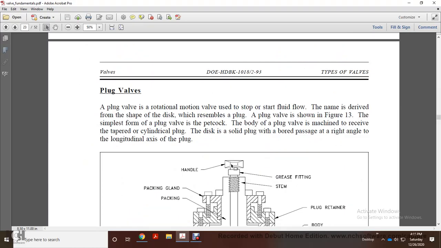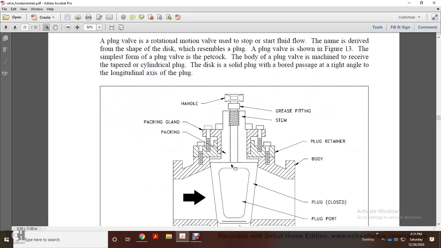Or your plug valve. The plug valve is a rotational motion valve used to start and stop fluid flow, but derived with the shape of the disc resembling a plug. The plug valve is shown in Figure 13. The simplest form of the plug valve is a petcock. The body of the plug valve is machined to receive the tapered cylindrical plug. The disc is a solid plug with a bore passage at right angle to the longitudinal axis of the plug.